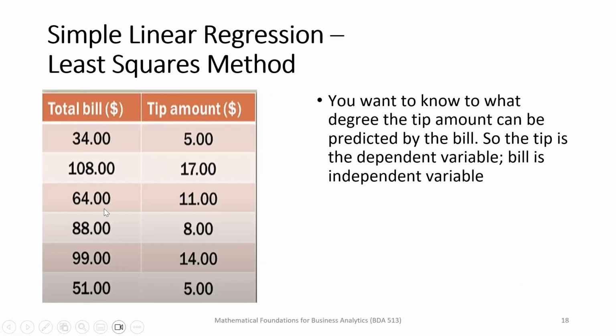So we want to know to what degree the tip amount can be predicted by the bill. The tip amount here is the dependent variable, and the bill is the independent variable, because we want to predict the tip amount. The tip amount depends on the bill that has been paid. So the total bill becomes the independent variable, and the tip amount becomes the dependent variable. Please, any question about the dependent variable and the independent variable?